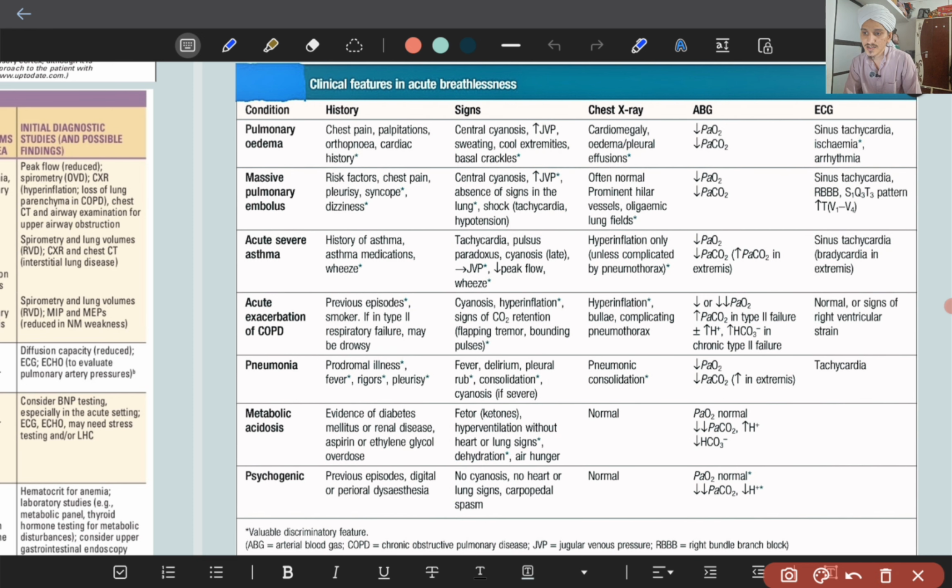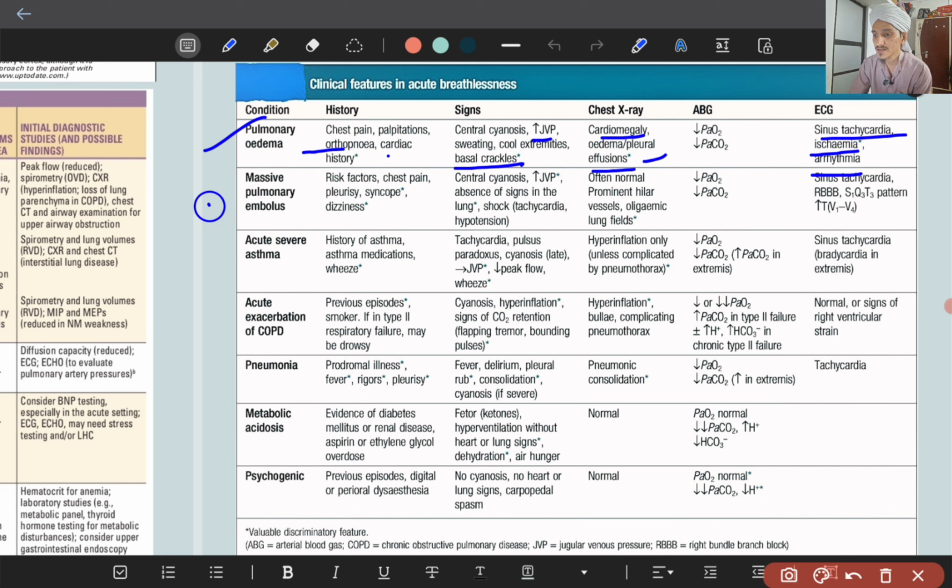The next cause you should consider is pulmonary edema. Important, there will be a cardiac history, and orthopnea is a very important history in acute pulmonary edema. There will be bilateral basal crackles at the back of the chest. There can be raised JVP. On X-ray you will have cardiomegaly and pleural effusions in pulmonary edema. On ECG it can show ischemia or arrhythmia or only sinus tachycardia.